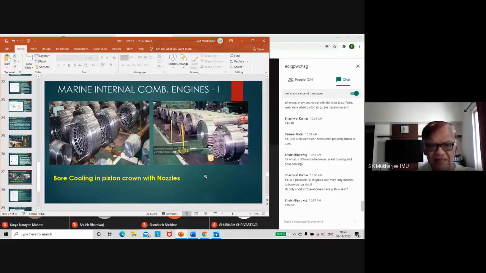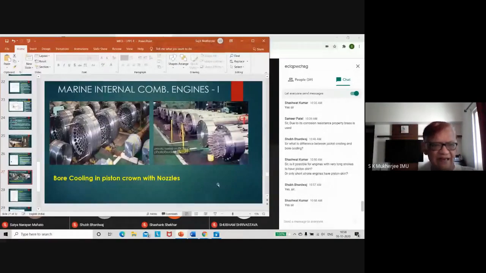Because the purpose of the skirt is to keep the inlet and exhaust ports closed when the piston is at the TDC. If the ports are not closed, then the exhaust gas will go into the inlet port, or the inlet air will go into the exhaust port. So there will be a short circuit. So to keep the two passages covered, you need the skirt. Shashwat, is that clear?